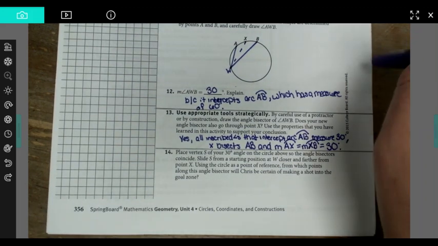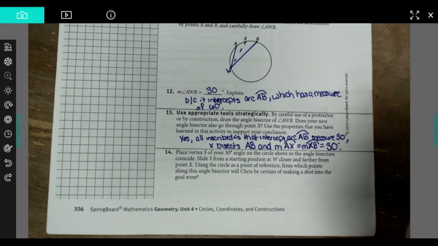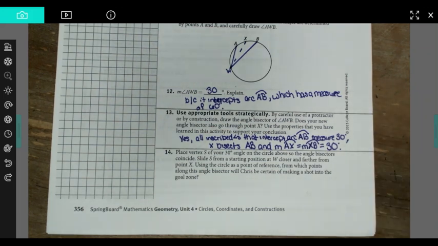Place vertex S on your 30-degree angle of the circle above so that the angle bisectors coincide. Slide S from the starting position at W closer and further from point X. Using the circle as a point of reference, from which points along the angle bisector will Chris be certain of making a shot into the goal zone?